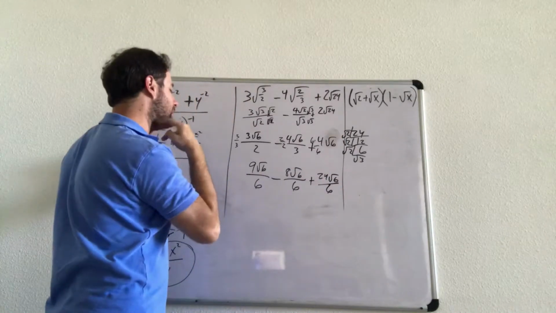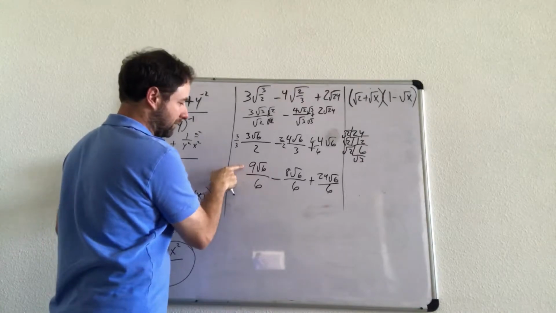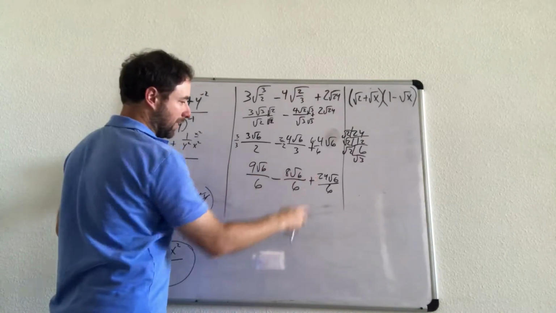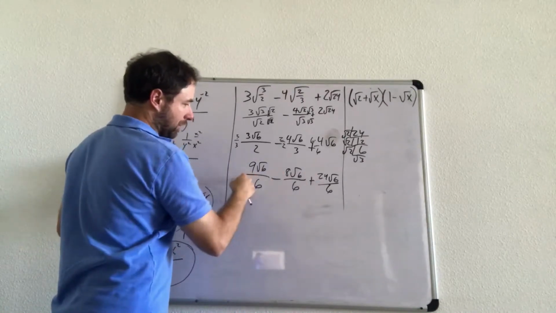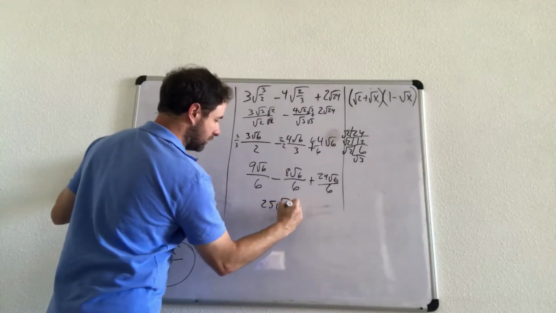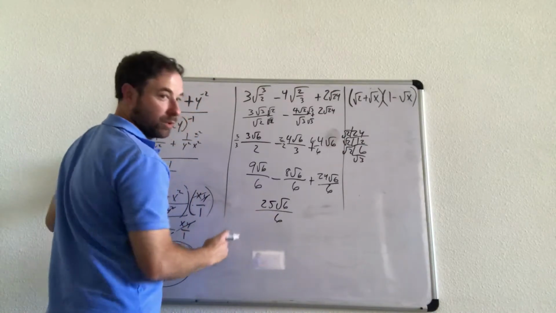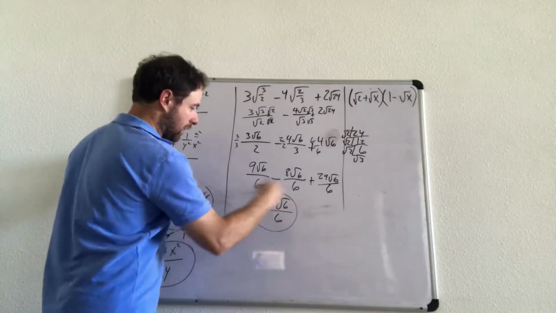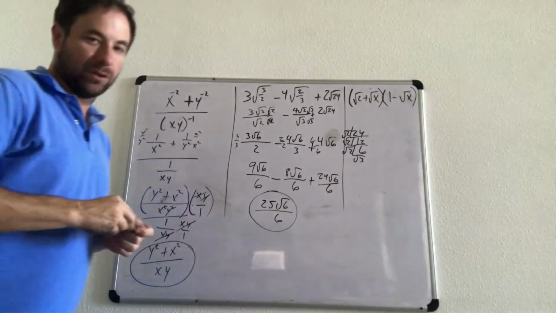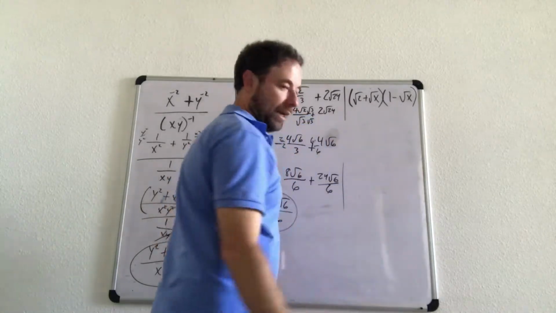So now we have common denominators and like radicals. We can add the numbers in front. So we have positive 9, negative 8, positive 24. 24 plus 9 is 33. 33 minus 8 is 25. So we have 25 root 6 over 6. The last thing we're going to look at is can we reduce the 25 into 6? And the answer is no. So that will be our answer to this problem. Last one on the radicals here.